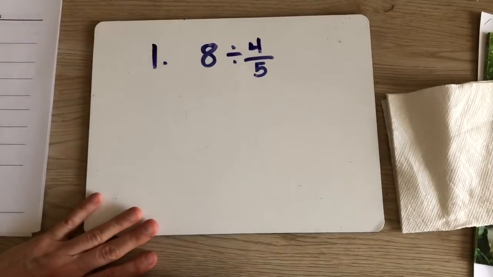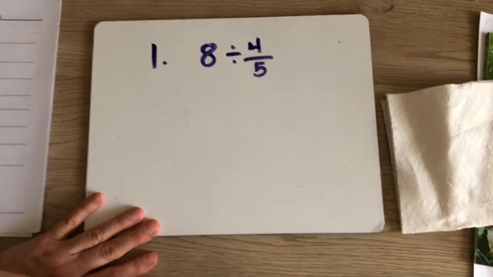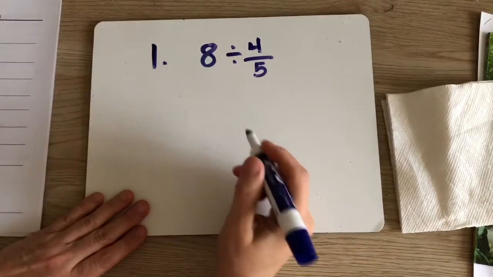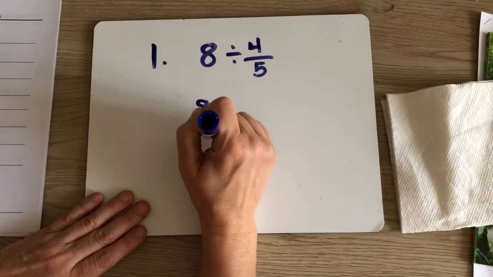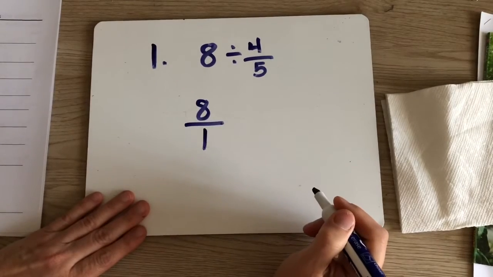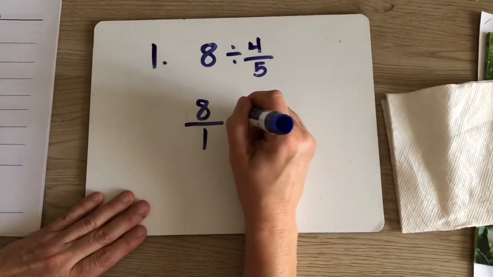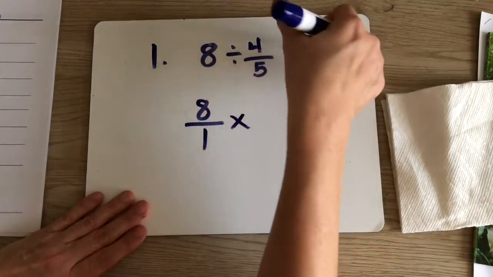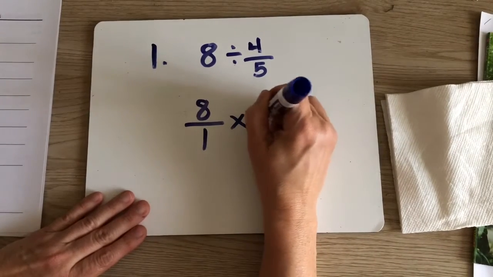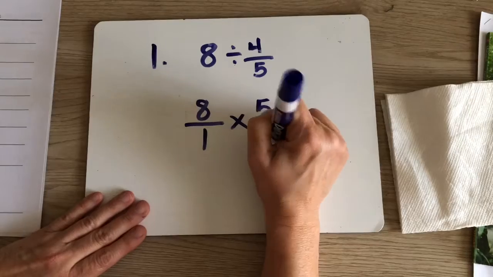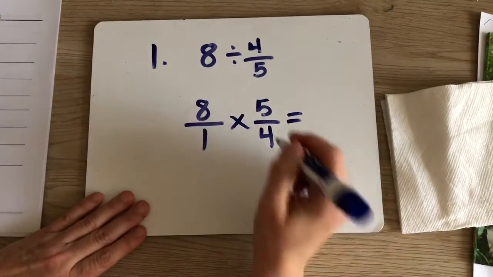All right, some of the problems on this same page are going to be worked a little bit differently. So the other way that we talked about doing this is we take the whole number 8 and then we use 1 as the denominator. We need to change the sign here to multiply, and we need to take the reciprocal of the second number. So we're just going to flip it so that we have 5/4.